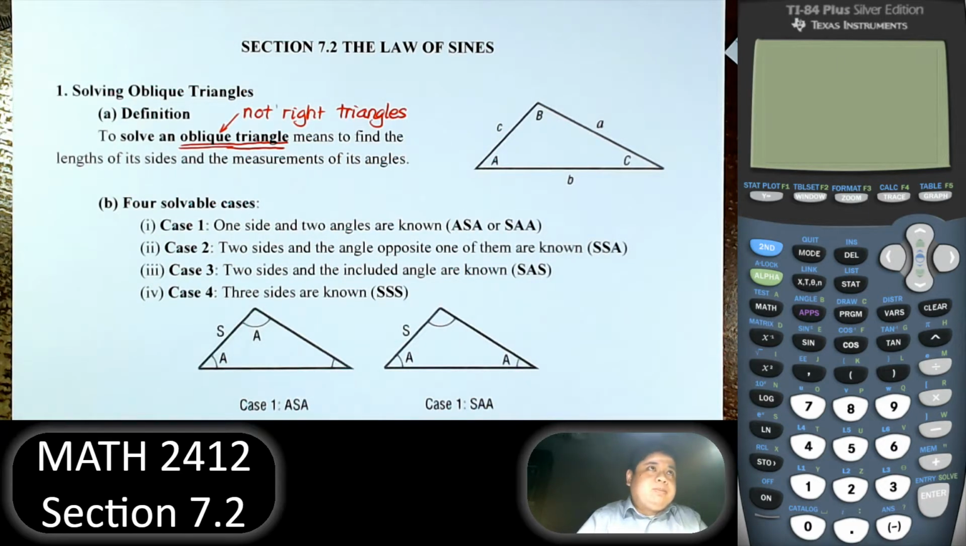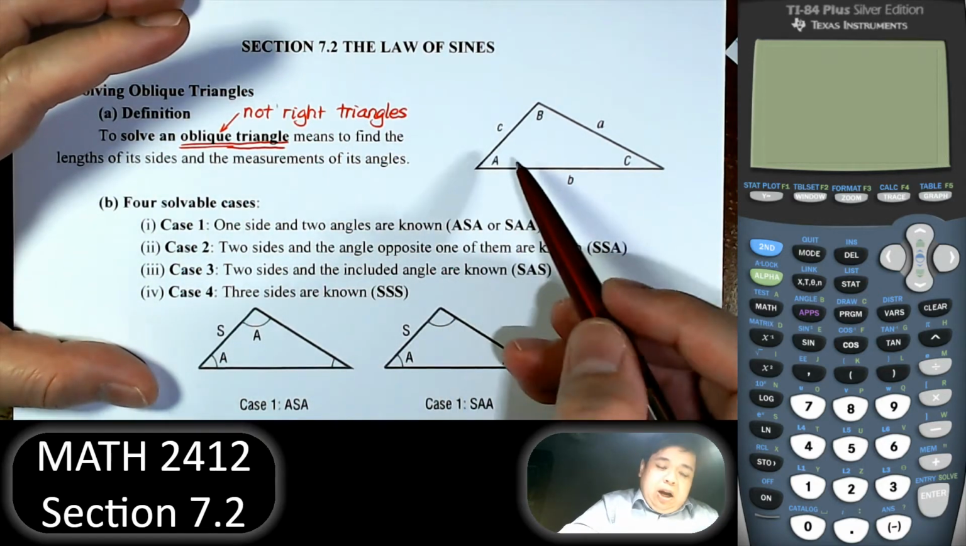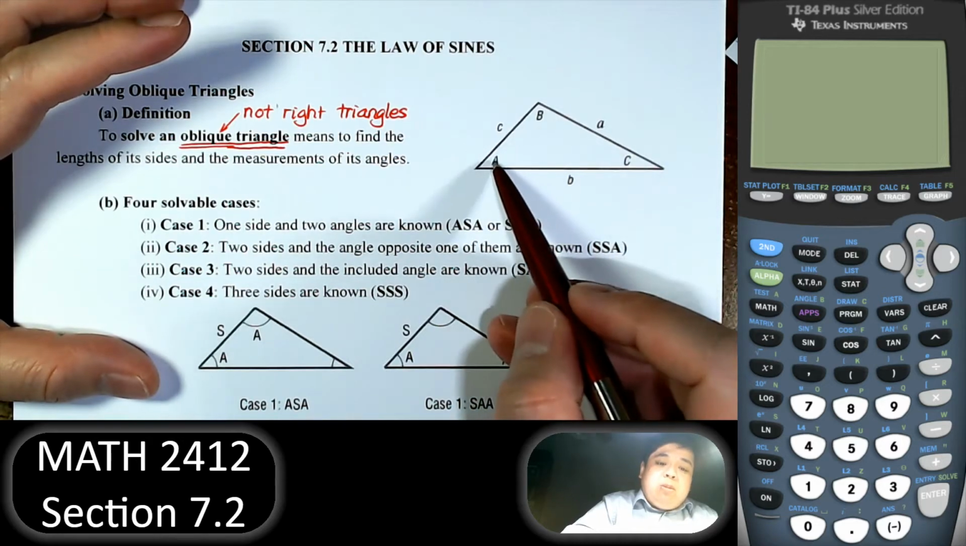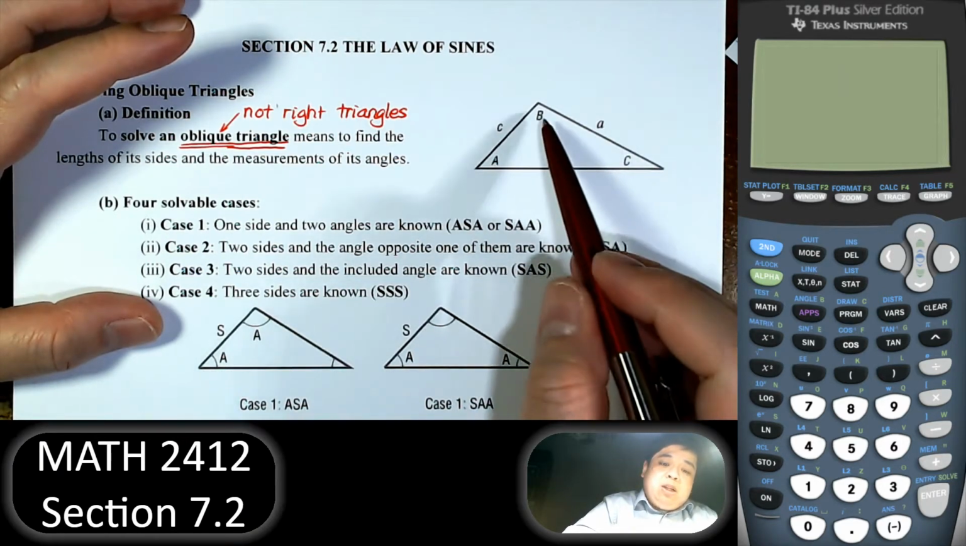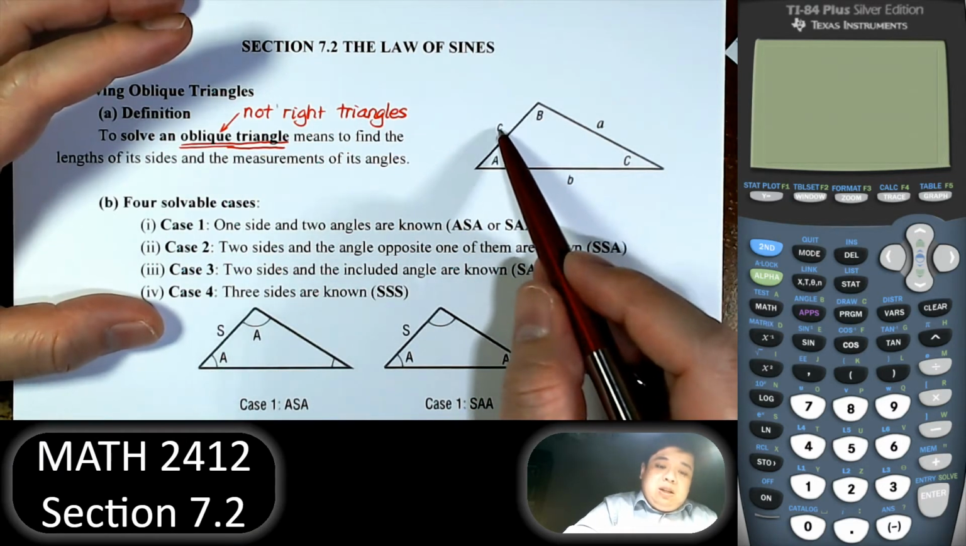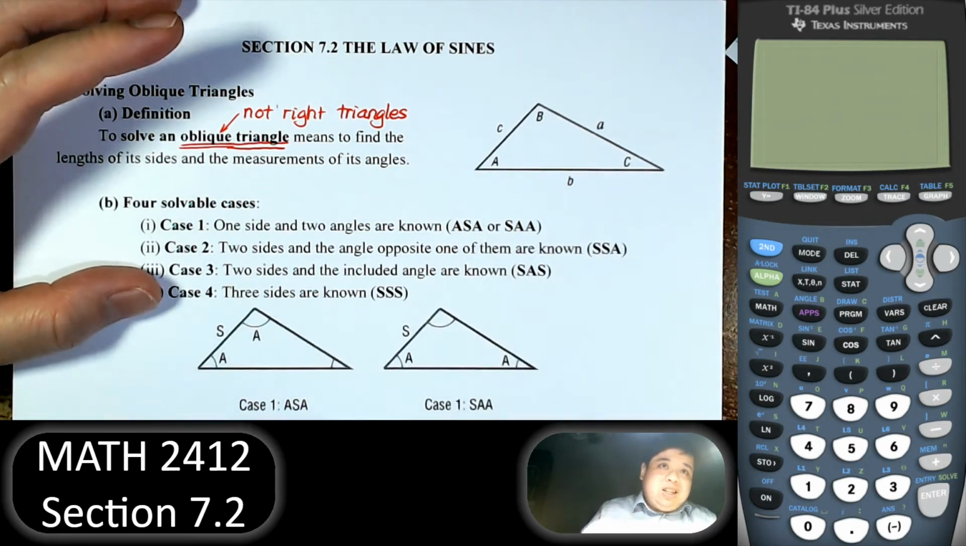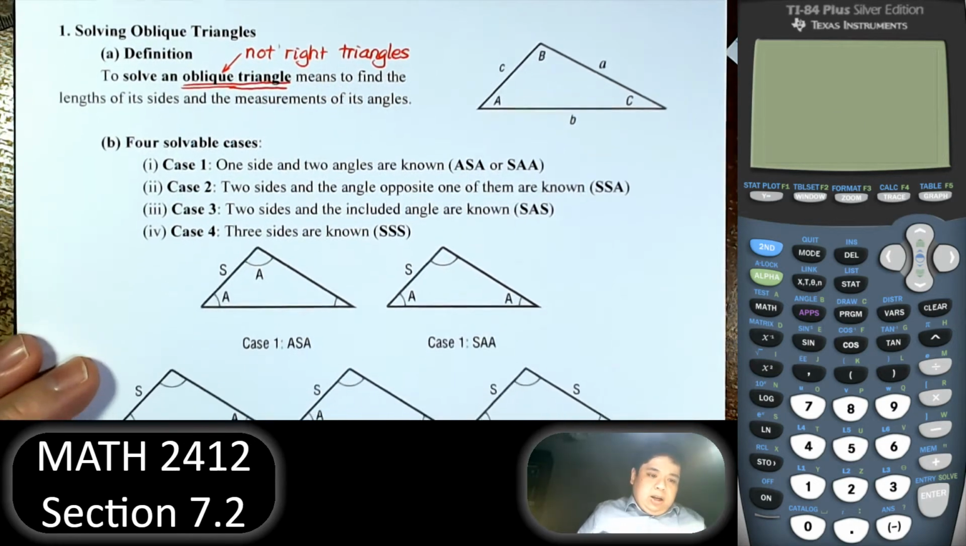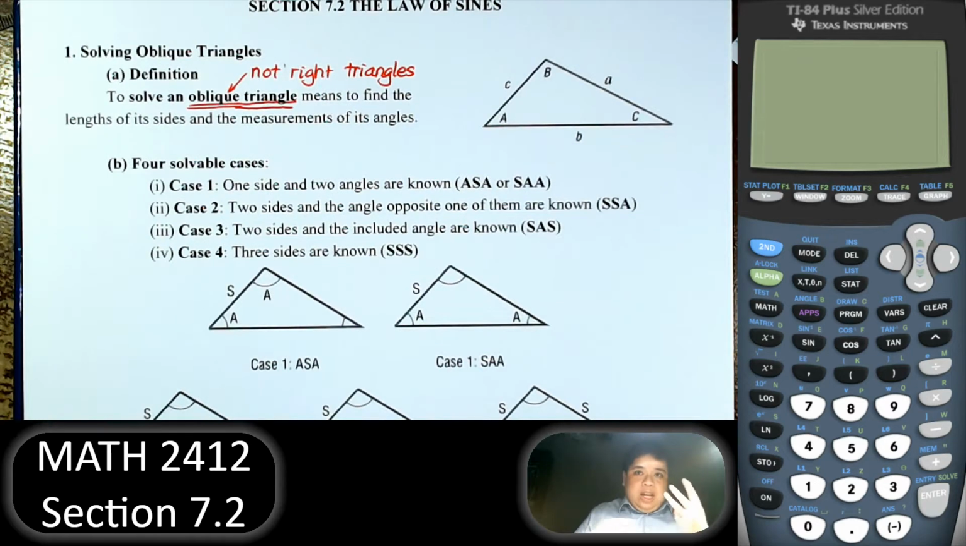Right. So, first, once again, in the triangle, opposite to angle A is side A, opposite to angle B is side B, and opposite to angle C is side C. Again, there are three sides and three angles. So we need to have three pieces of information to find the other three.